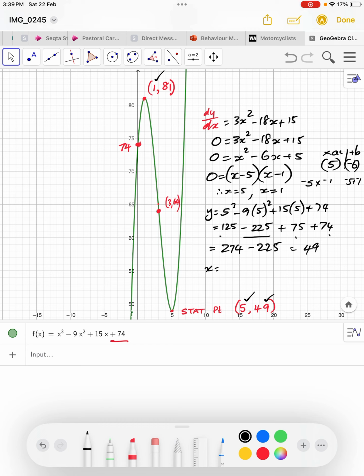Substitute 1 in the equation. 1 cubed minus 9 times 1 plus 15 times 1 plus 74. And we get 1, 15, 90 minus 9 is 81. And there's the 81.